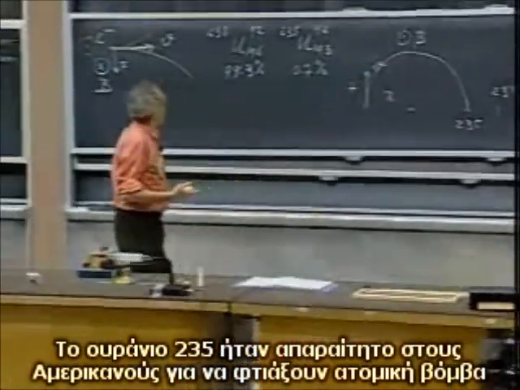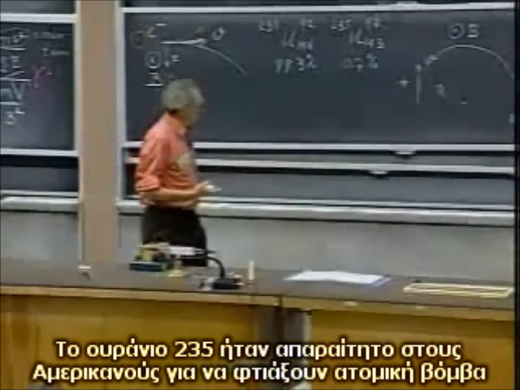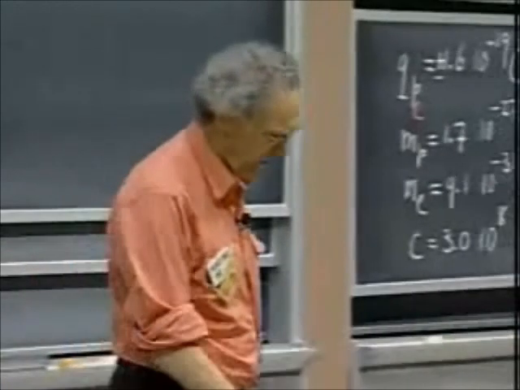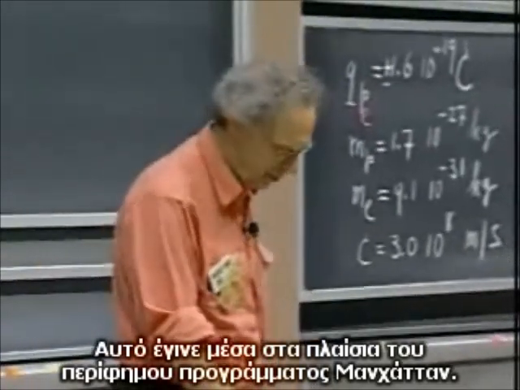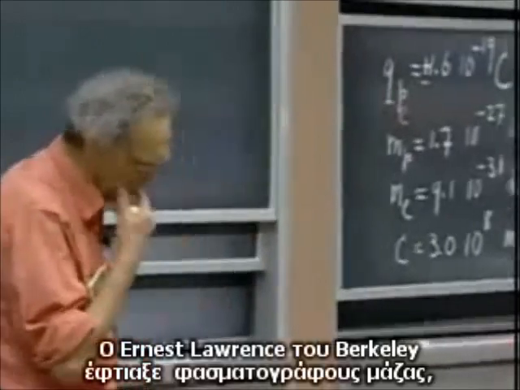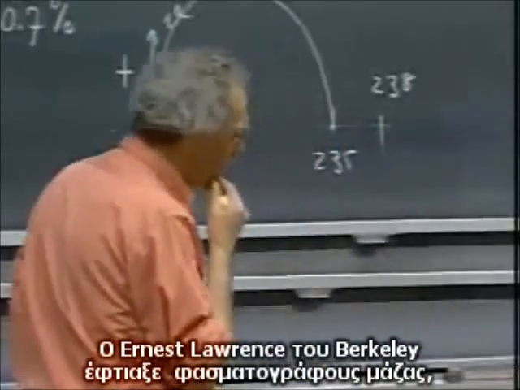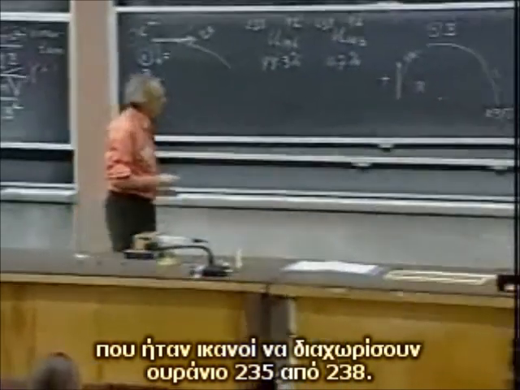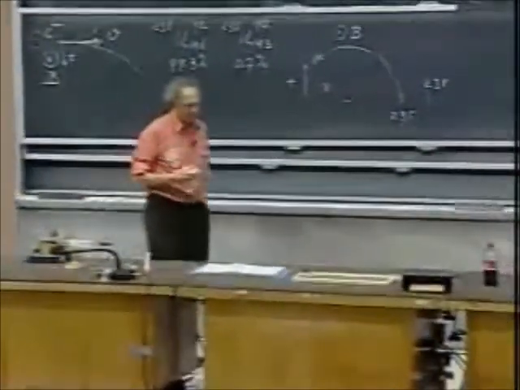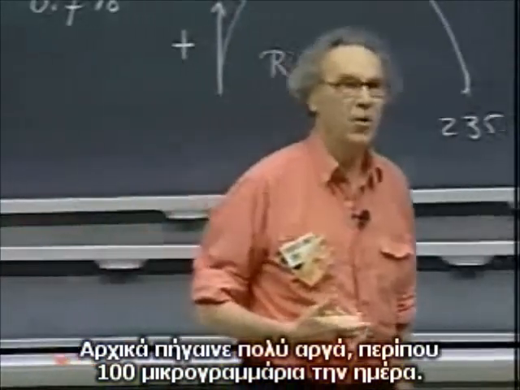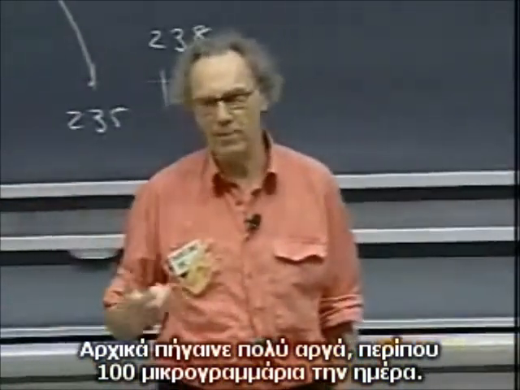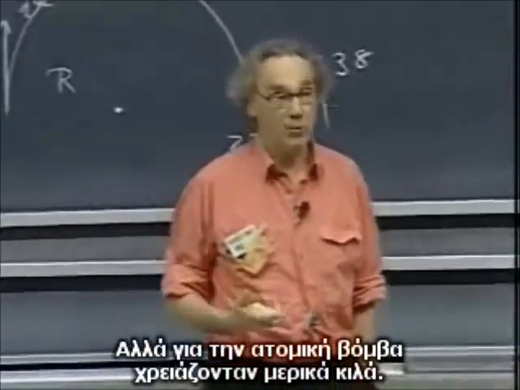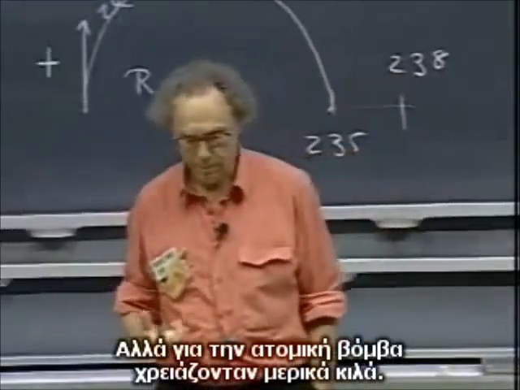Uranium-235 was needed by the Americans to build an atomic bomb to end the Second World War. This was done under the famous Manhattan Project. Ernest Lawrence of Berkeley built mass spectrometers which were able to separate uranium-235 from 238. In the beginning, it went very slowly, about 100 micrograms per day. But a few kilograms was required for an atomic bomb.